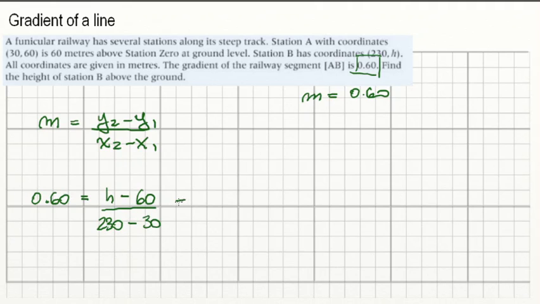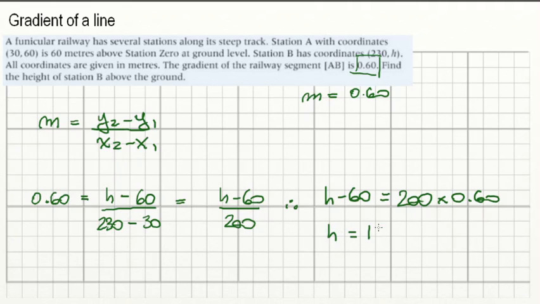So if we take this difference down here, that would be 200. Now we can manipulate this. We may multiply the other side, and so h minus 60 would be 200 times 0.6. I've just multiplied those two here. So h is 120 plus 60. So the height is 180 meters, right? The units given. Usually, if this was a physics problem, I would just leave m. Meters doesn't hurt. So our conclusion here is that station B is 180 meters above the ground.